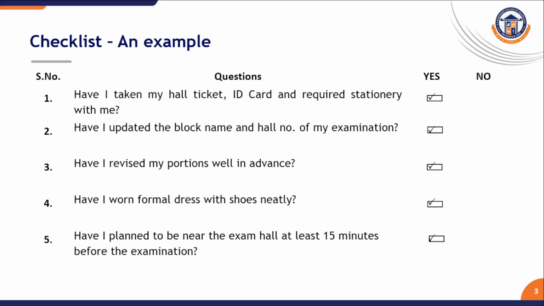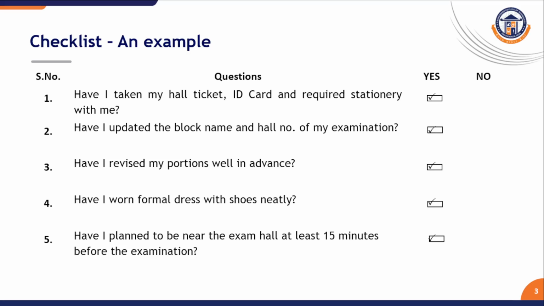For second question, have I updated the block name and hall number of examination? Yes, I have checked my block name and the hall number of my examination. If the answer is right, you have to put a tick mark under yes column.